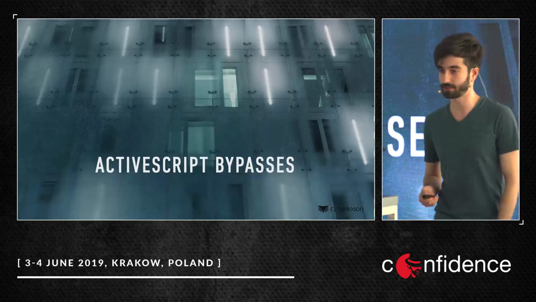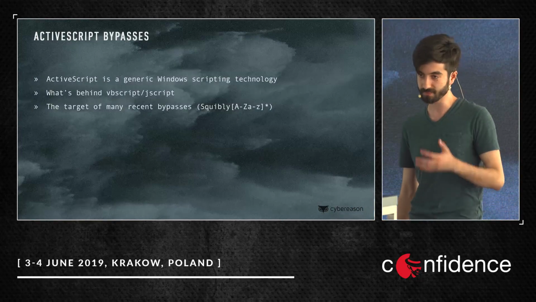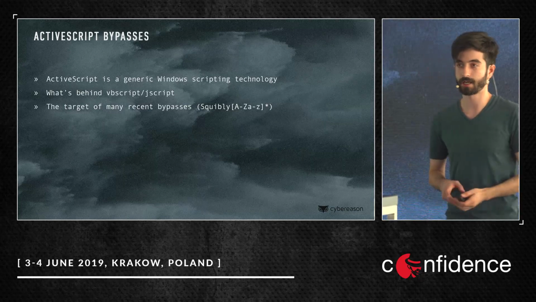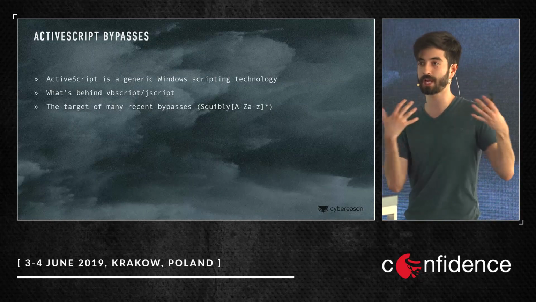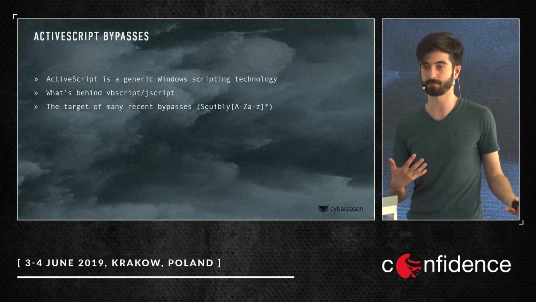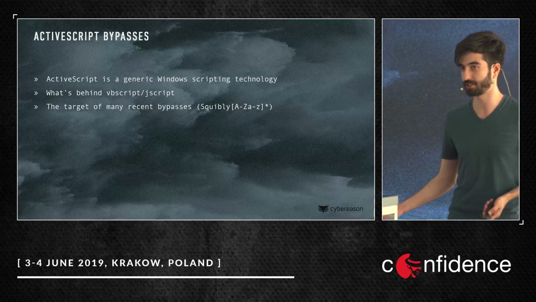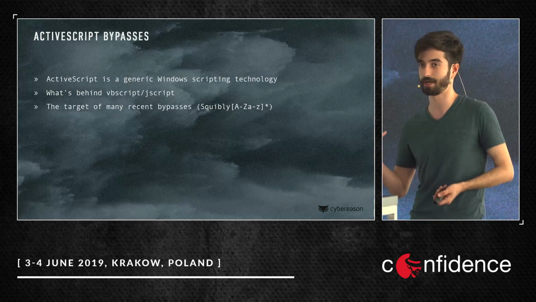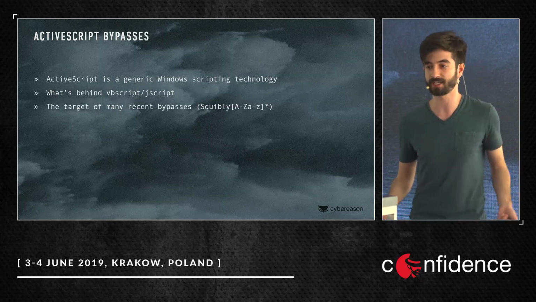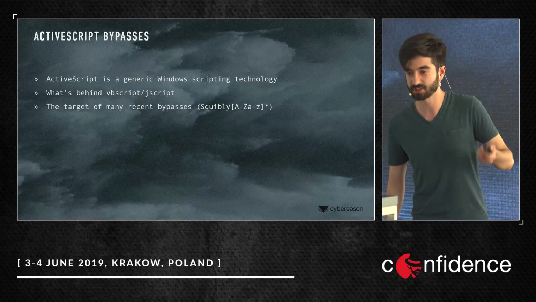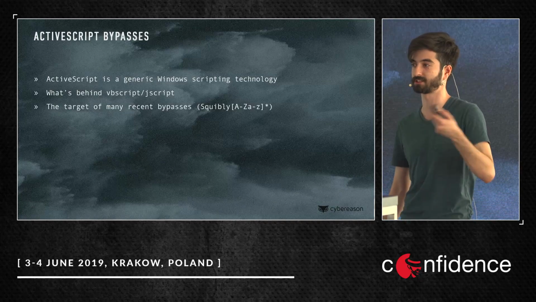Anyway, let's go on to ActiveScript bypasses. ActiveScript is a generic Windows scripting technology. It basically is a way that Windows wanted to allow people to build different applications that could be scripted very simply using all of the available Windows scripting engines, and to build their own scripting engine, which could be used to script whatever applications comply with the ActiveScript standard. This is actually the technology behind VBScript and JScript, and it's also the target of many recent bypasses, such as SquiblyDoo, Squiblytwo, and some other Squibbly thing.